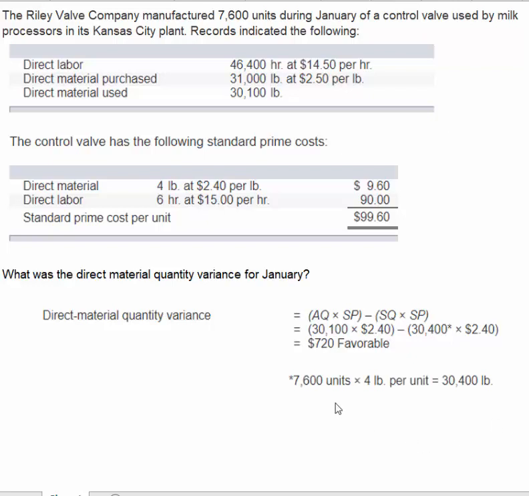Now, you may be wondering, where did the 30,400 come from? Okay, so there I put it on the screen. How did we come up with the 30,400? Well, you took the 7,600 units that we made at 4 pounds per unit. So that would call for 30,400 as the standard quantity. And that's how you calculate the direct material quantity variance.